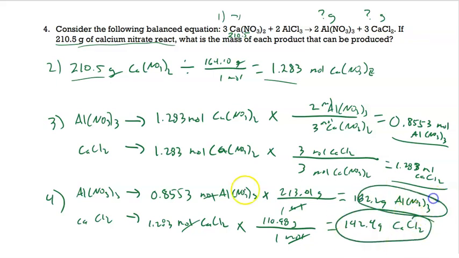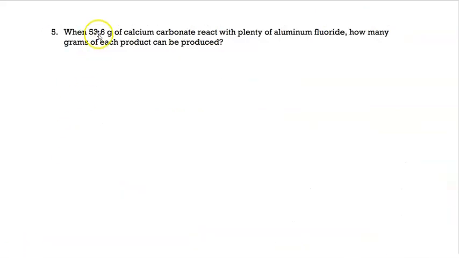All right, last question. Number 5. Uh-oh. No balanced reaction for us. We've got to go to step 1. We have calcium carbonate, CaCO3. Aluminum fluoride, AlF3.